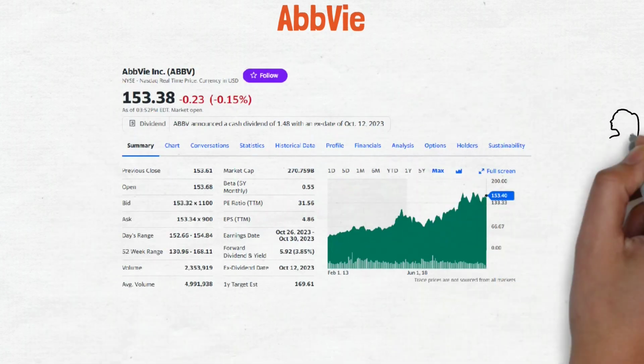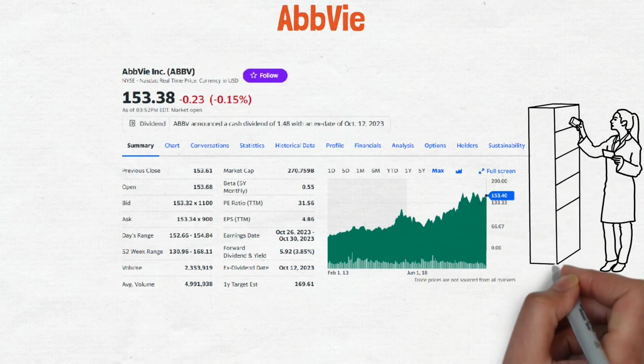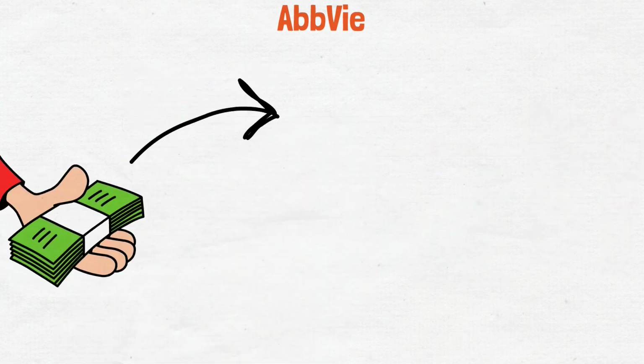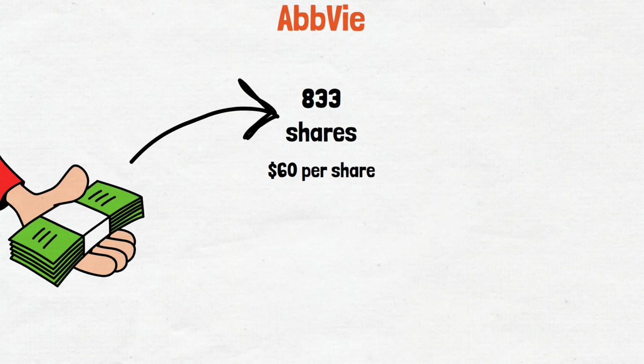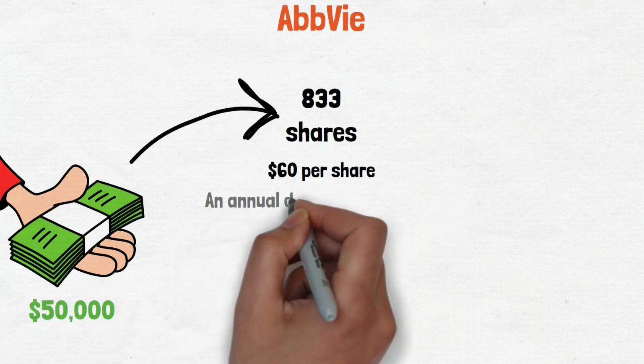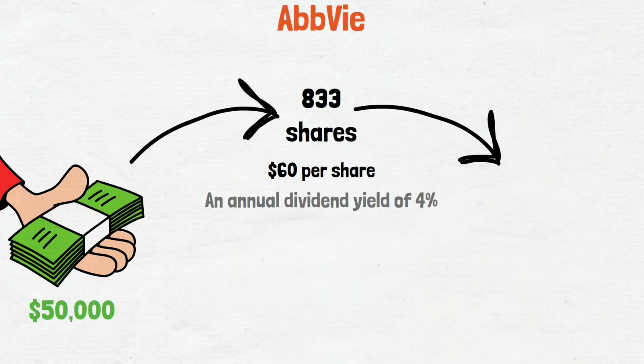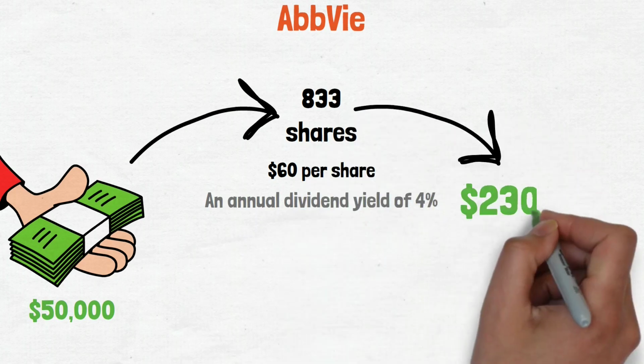The company's strong presence in the pharmaceutical sector and its portfolio of market-leading drugs have contributed to a stable revenue stream. Imagine Goldie acquired 833 shares of AbbVie at $60 per share for a total investment of $50,000. At the time of purchase, AbbVie had an annual dividend yield of 4%. This resulted in an initial annual dividend income of $2,300.